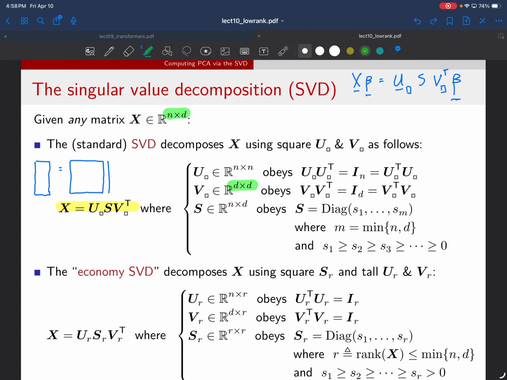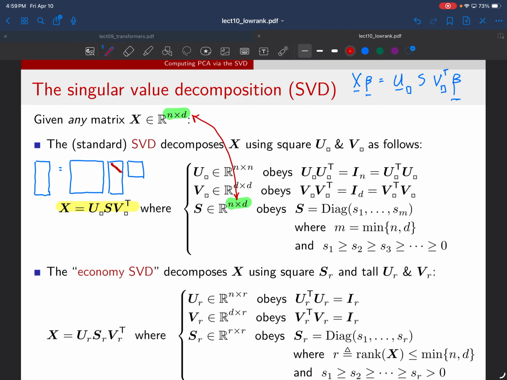Sorry, this one. They always have the same size, S and X. So in my picture, whatever size of X, that's the size of S. And then the square matrices just have to match the dimensions of S. So that would be what we have if, let me also make this diagonal. So this is a diagonal, so that you only have those entries. That's for a tall X.